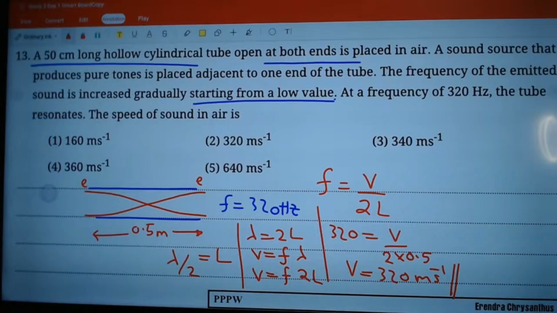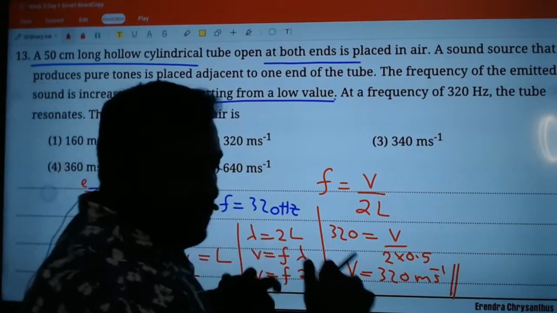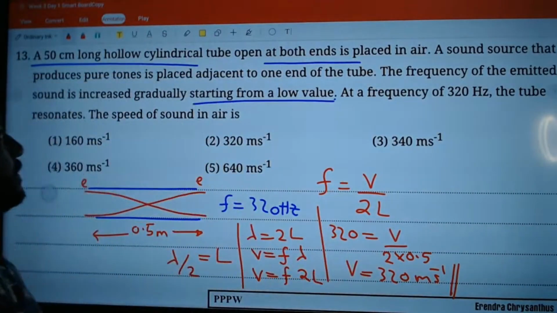Question number 13. Do quickly, now increase the speed, do quickly. Right.